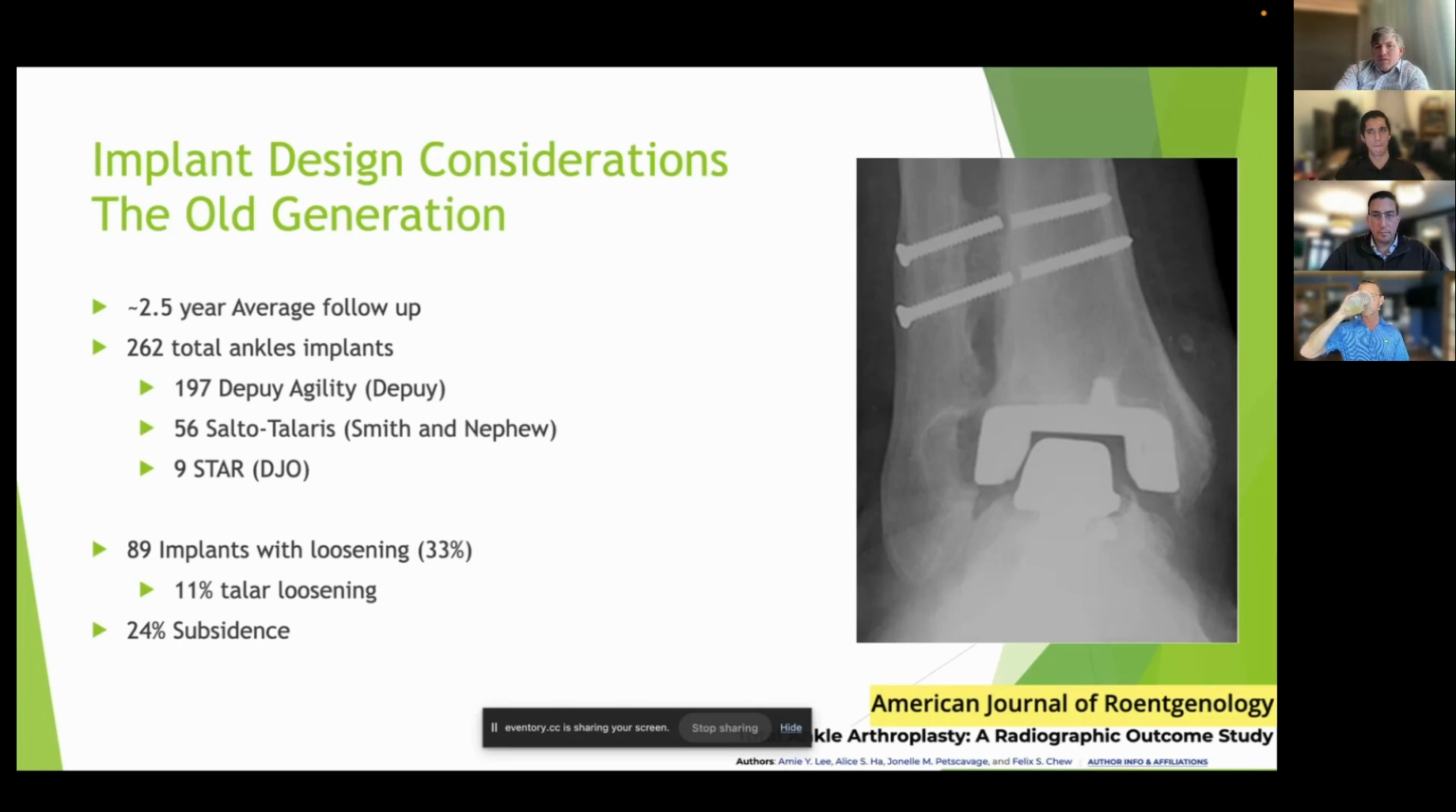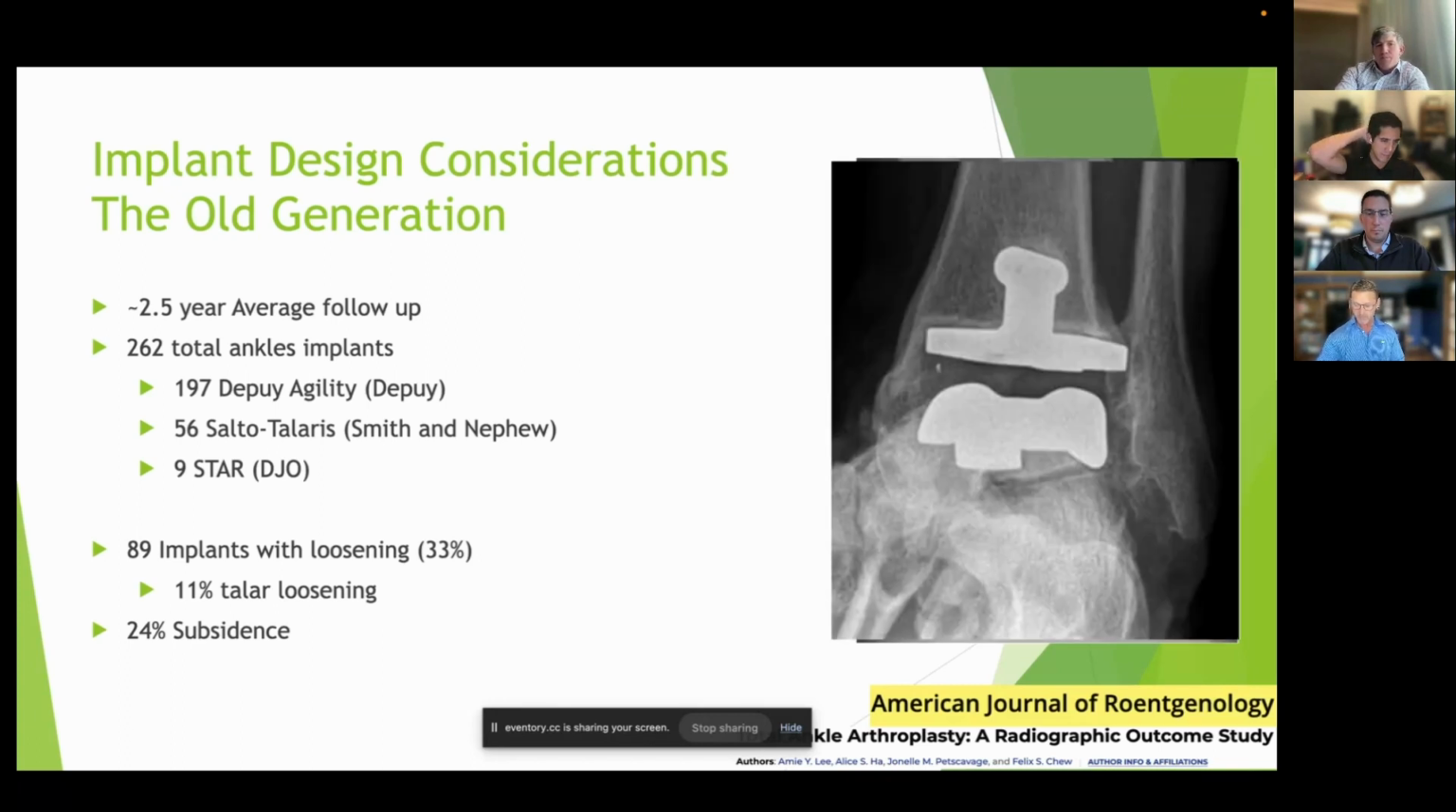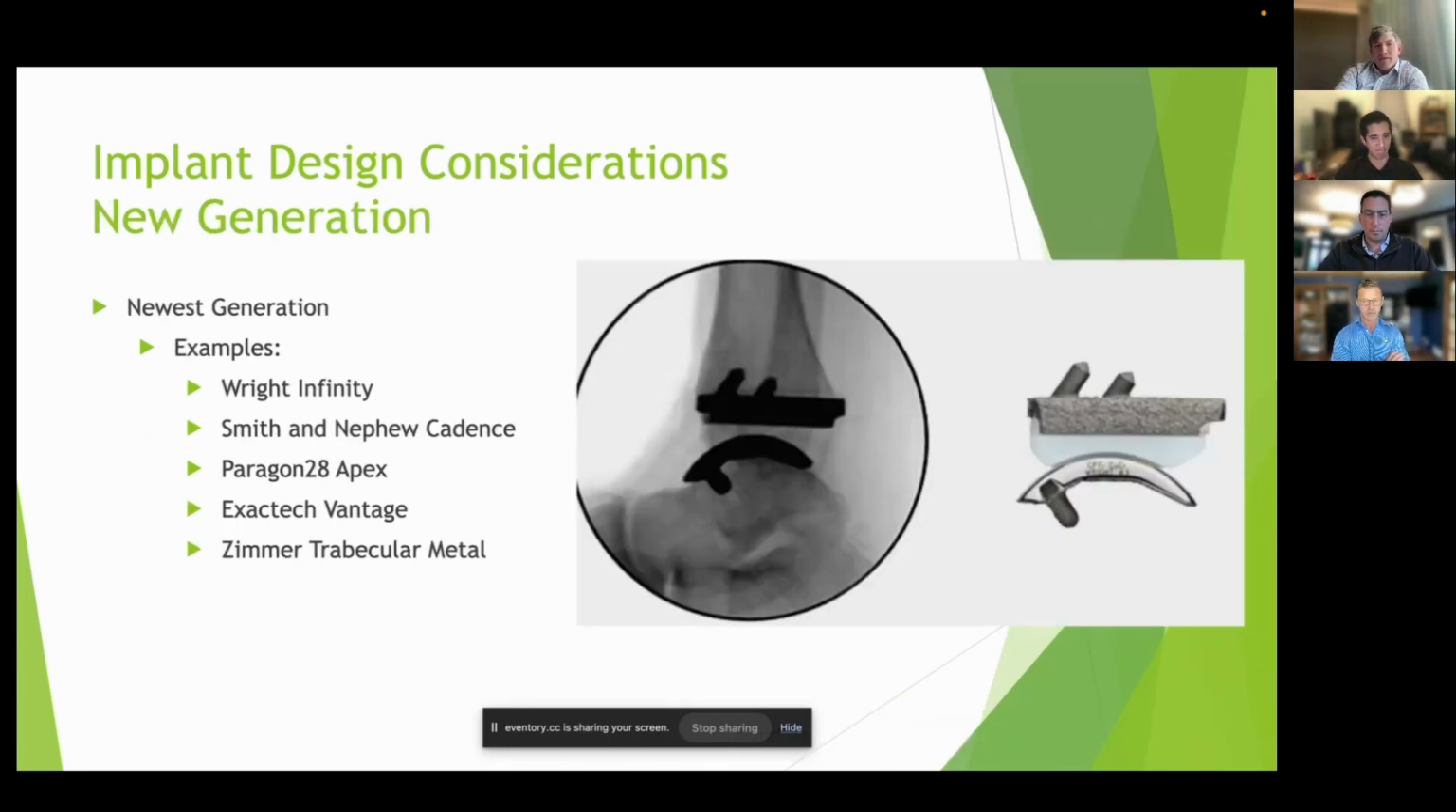Now, something important to note is that not all of these end up requiring surgical intervention for revision. That being said, it's still a fairly high number. And then again, just to show subsidence and loosening of that Salto type of implant.